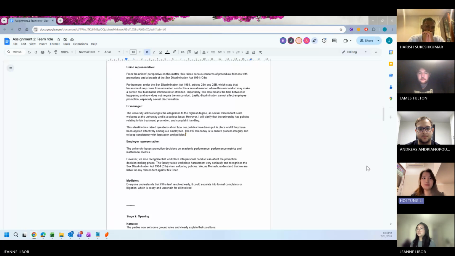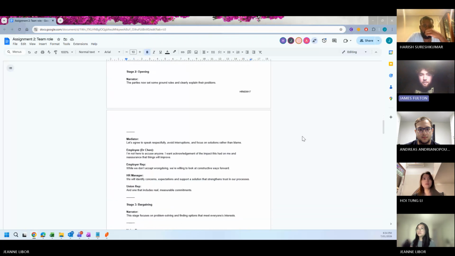legislation and policies. The university bases promotion decisions on academic performance, performance metrics, and institutional metrics. However, we also recognize that workplace interpersonal conduct can affect the promotion decision-making phase. The faculty takes workplace harassment very seriously and recognizes the Sex Discrimination Act of 1984 when enforcing policies. We, as Monash, understand that we are liable for any misconduct against Mrs. Chen. Everyone understands that if this is not resolved early, it could escalate into formal complaints or litigation, which is costly and uncertain for all involved.